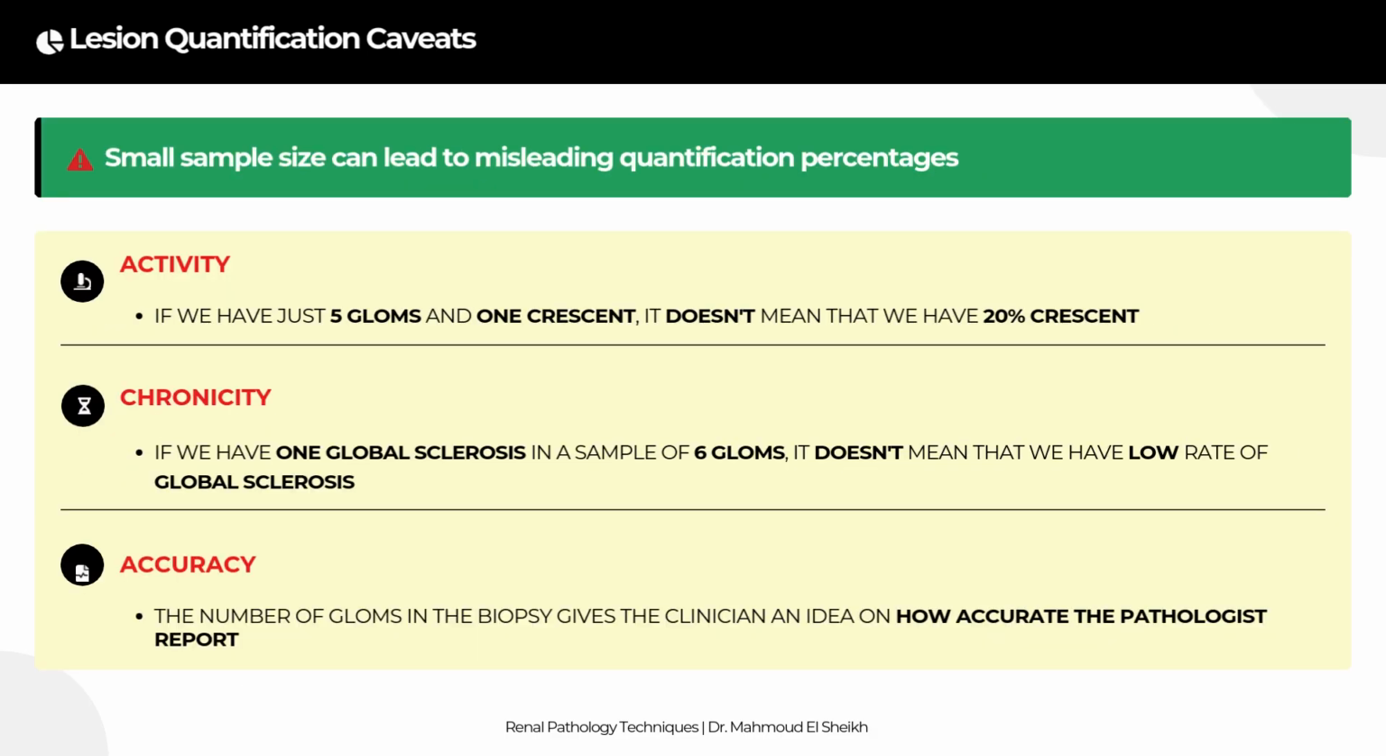For more clarification of the previous concept, a small sample size can lead to misleading quantification percentages. Like for activity, if we have just 5 gloms and 1 has a lesion, it doesn't mean that we have 20% of that pattern. Also for chronicity, if you have 1 global sclerosis in a sample of 6 gloms, it doesn't mean that we have a low rate of global sclerosis. And the number of gloms in the biopsy gives the clinician an idea about how accurate the pathology report is.